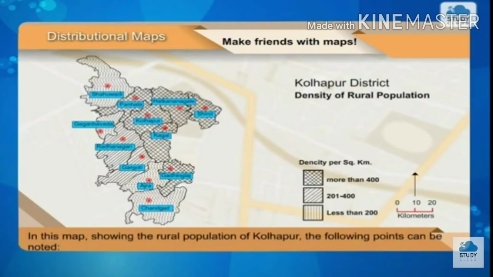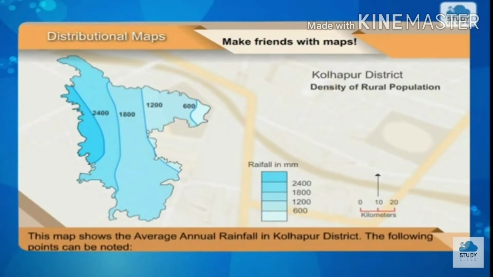Pannala, Hatkalangde, Shirod, Kolhapur, Kagal and Gadinglas, these are with more than 400, which are to the east and to the southern side of the Kolhapur district. Here you find this map is drawn with the help of choropleth method. The second map, to your left hand side, shows the average distribution of rainfall of Kolhapur district.